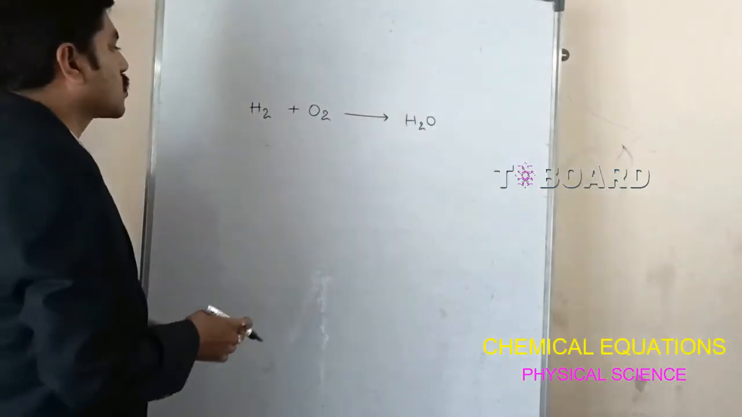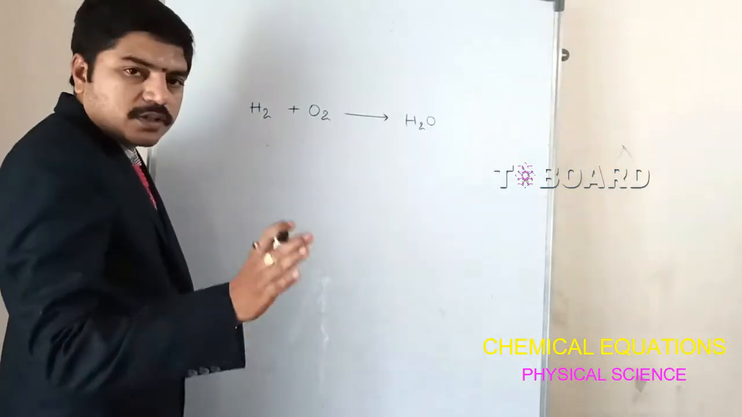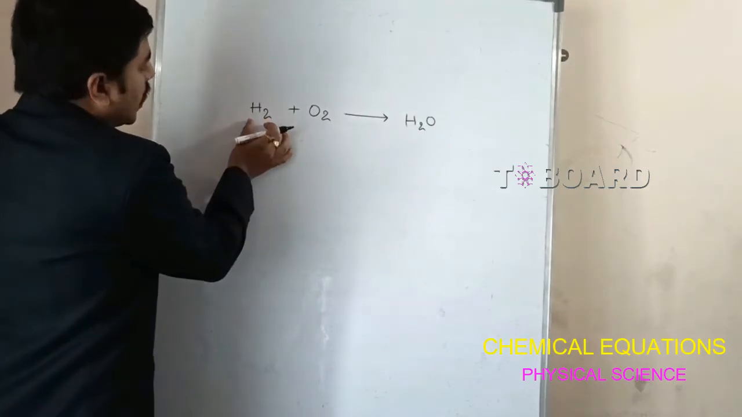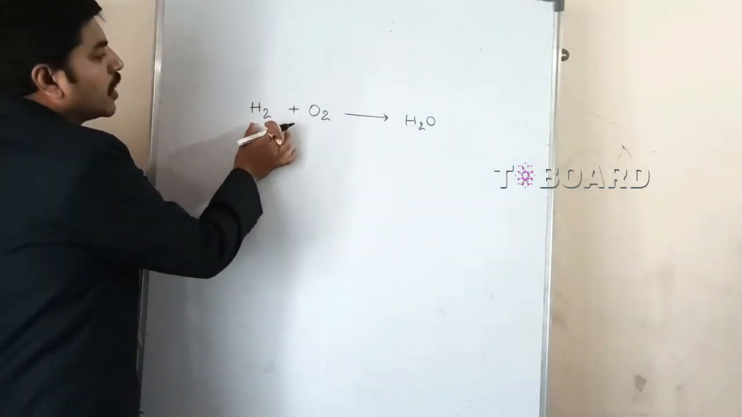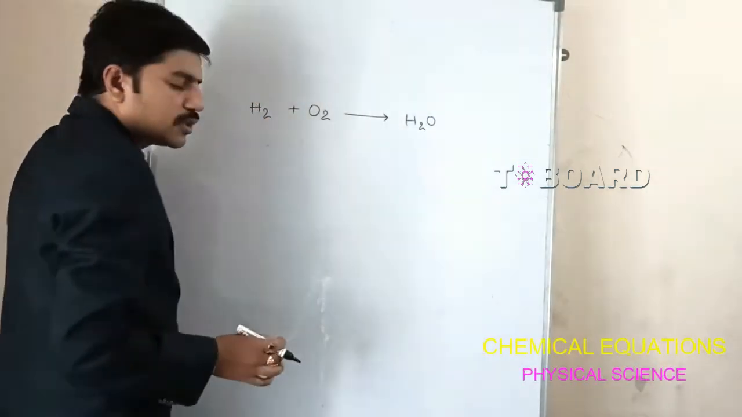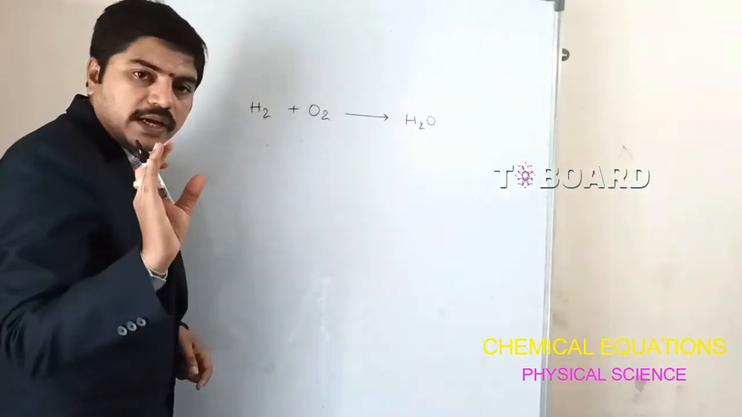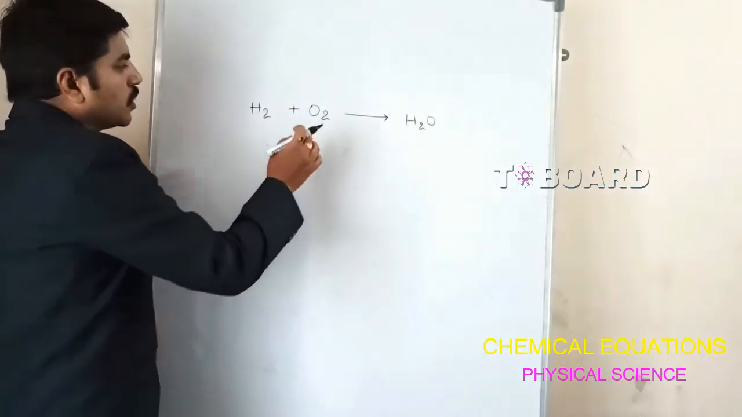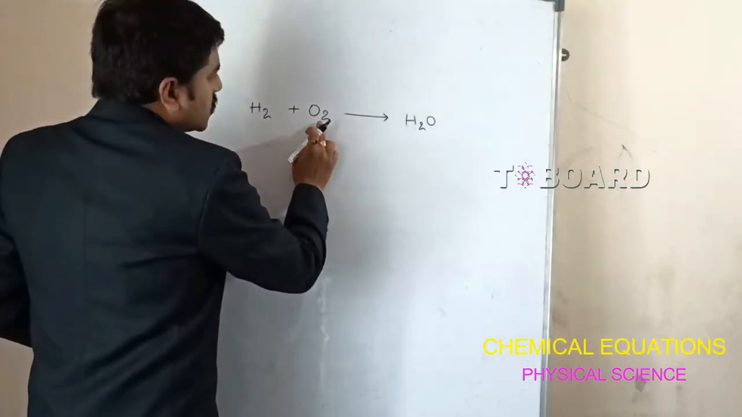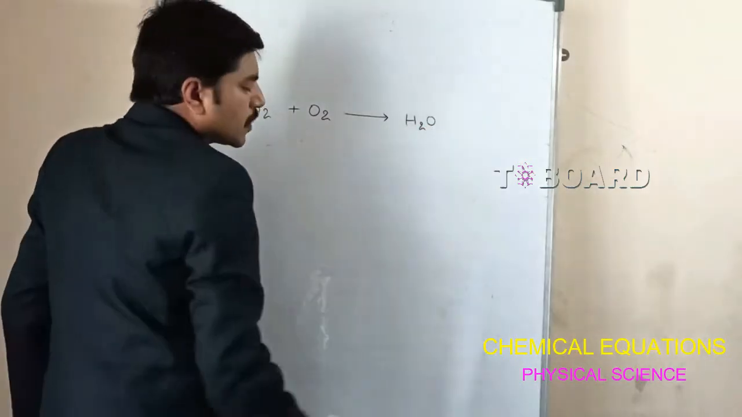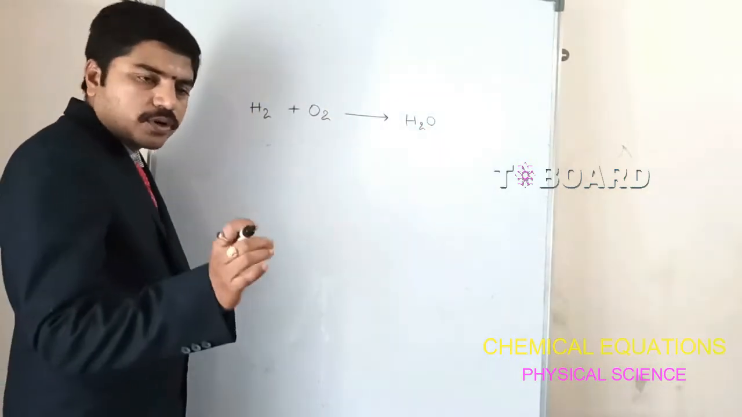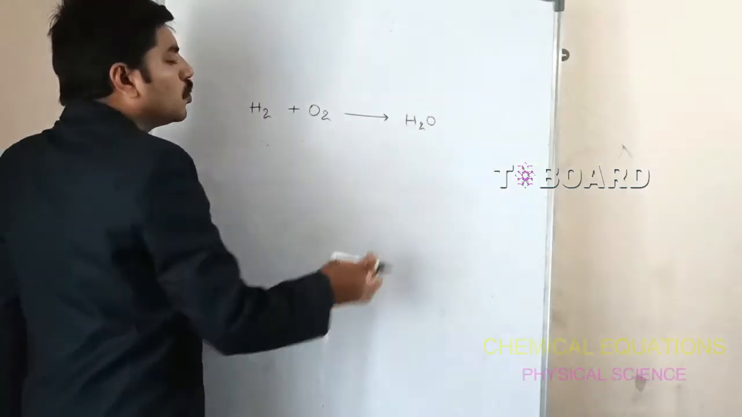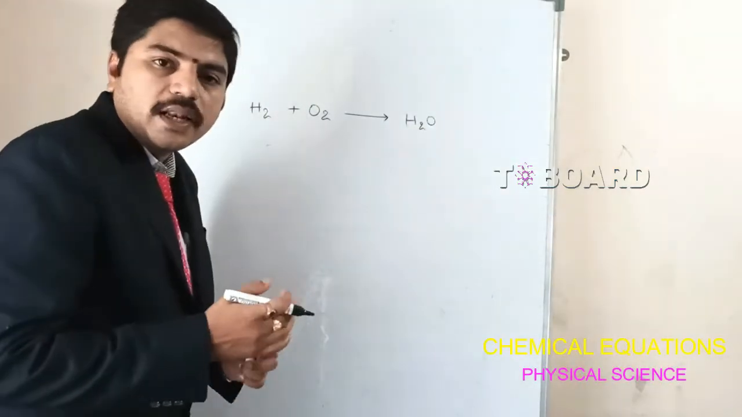Then this is called a skeleton equation. Just observe: there are 2 hydrogens on the left side and 2 hydrogens on the right side, so the hydrogens are balanced. The next one we will check is oxygen. There are 2 oxygens on the left side, but in the product on the right side we don't have 2 oxygens. Now, how do we balance it?